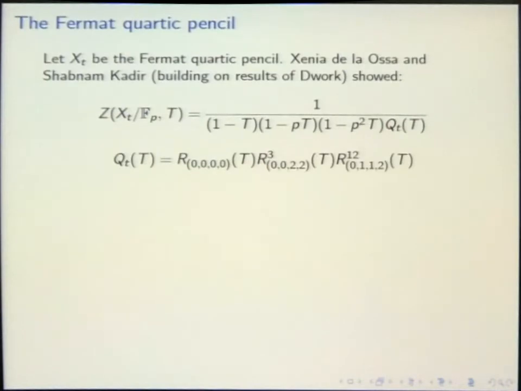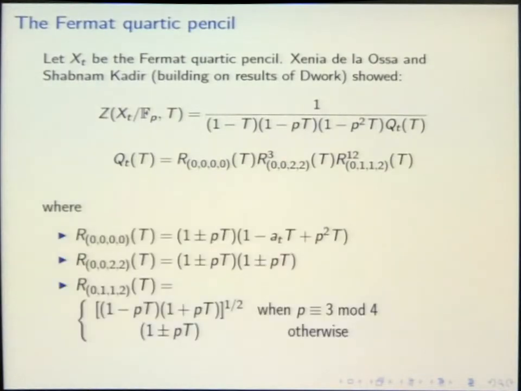Zania, sitting there, and Shabnam Kadir computed the zeta function of the Fermat quartic. You can write it like this, where the last polynomial is actually factored like this. This is why we wanted to talk about these classes of monomials, because there's a factor for each class. There's 3 factors where 3 are identical and then 12 that are identical. And so then we just need to compute that, and this is what they look like.